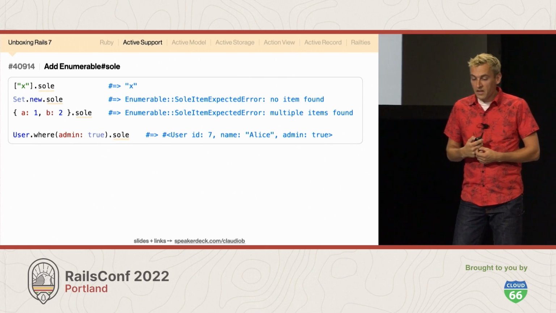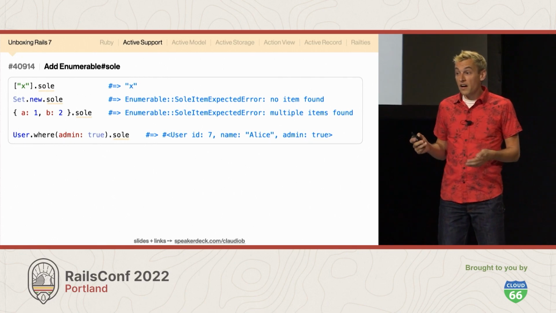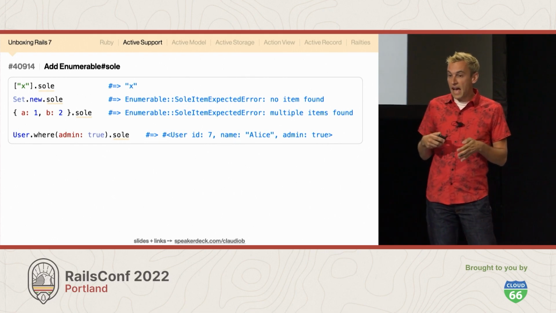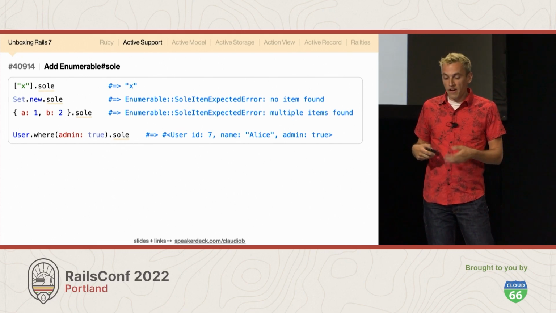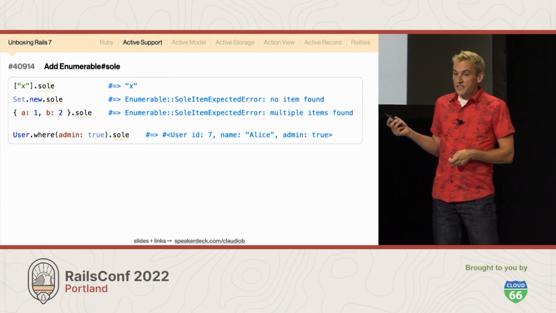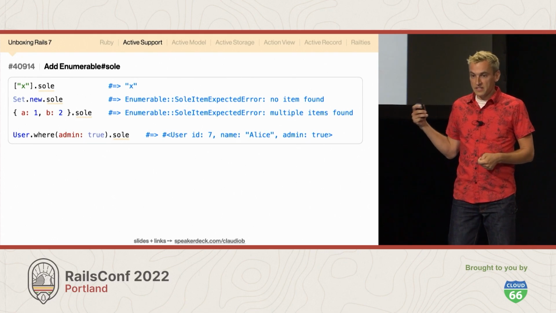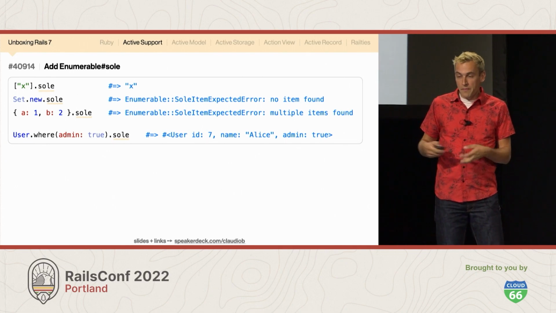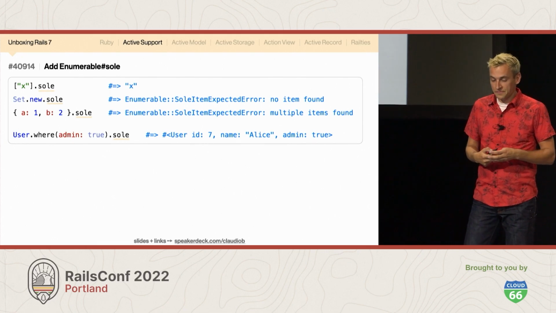It's called sole. What it does, it gives you back the first item of a collection as long as there is only one. So the sole item of an array with the string x is x. But if you try to invoke it on an empty set or on a hash with more than one item, you're going to get an exception. And the nice thing is that this method is also included in Active Record query methods. So you can write something like this. Give me the sole user where the admin flag is true. Maybe that's a requirement of your application. There must be one, otherwise there is an exception.